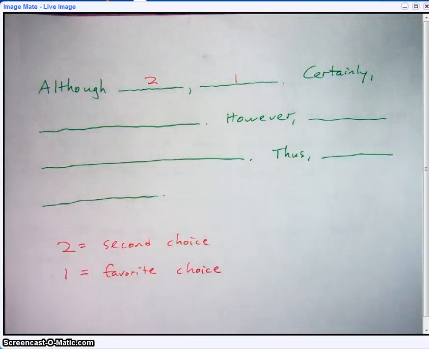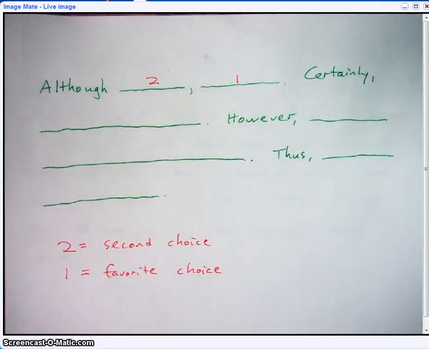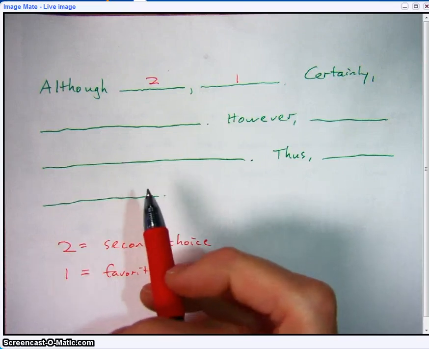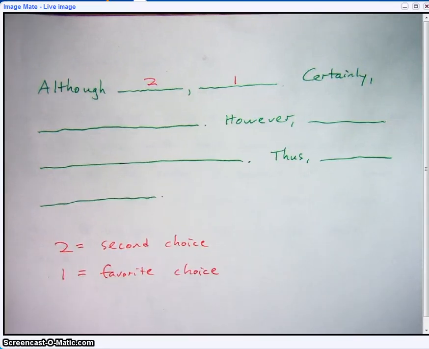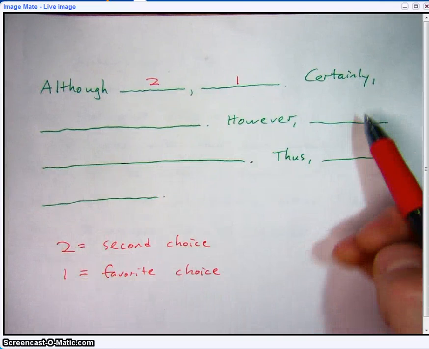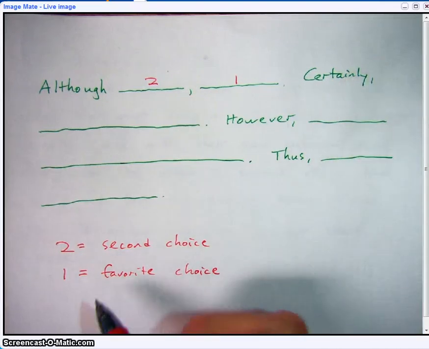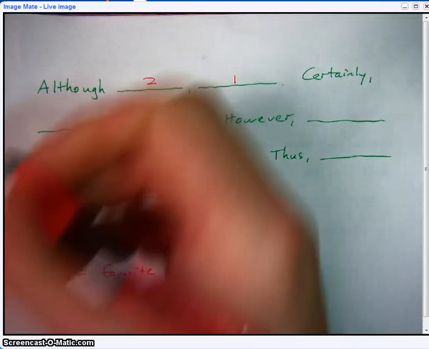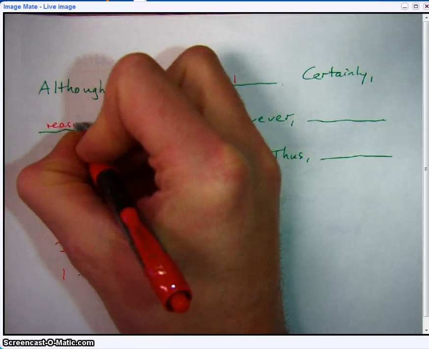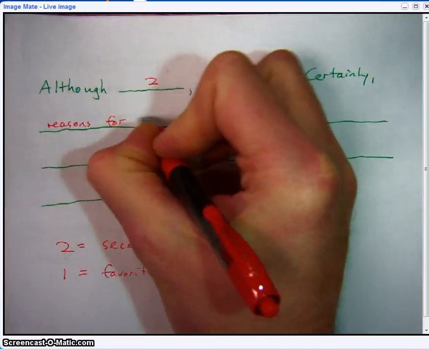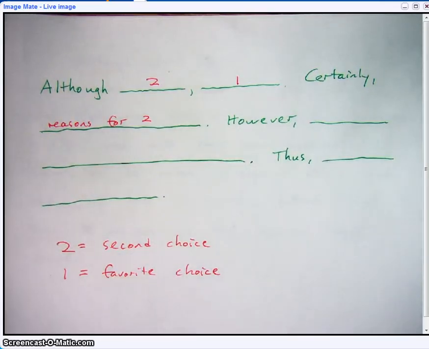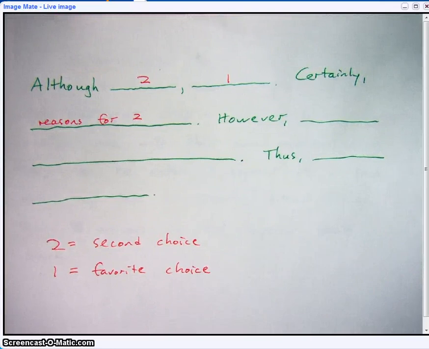In this sentence, I basically state the choices that I have and introduce what's about to happen. That's where I said, although apples are good, oranges are better. Okay? Next, I have "certainly," and I'm going to put in reasons why somebody would support number 2. I am anticipating another argument when I do this. This is saying I'm a reasonable person and I have considered the reasons why the second favorite choice could be a good choice.